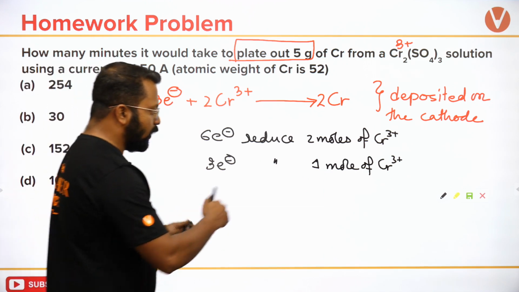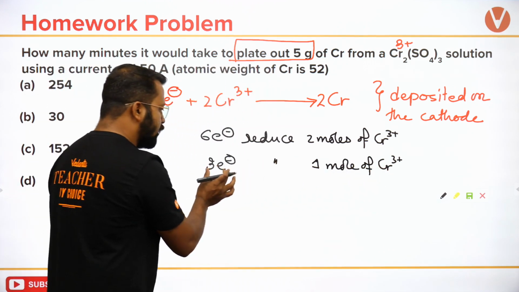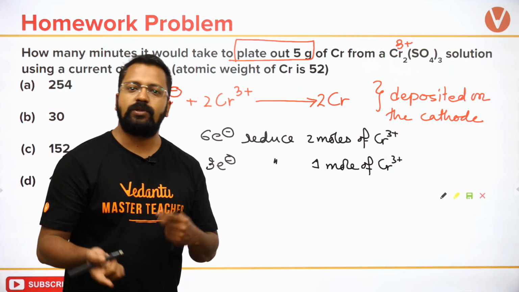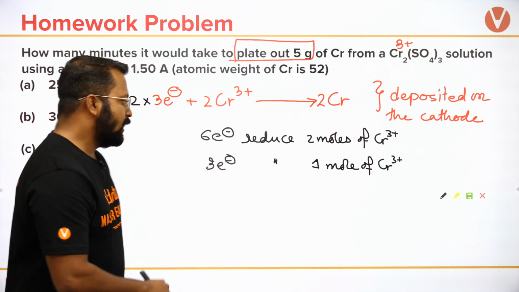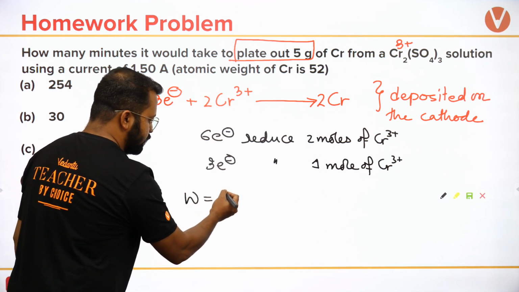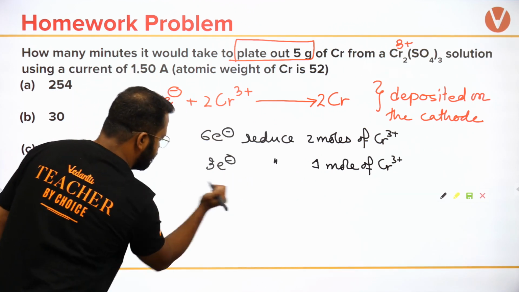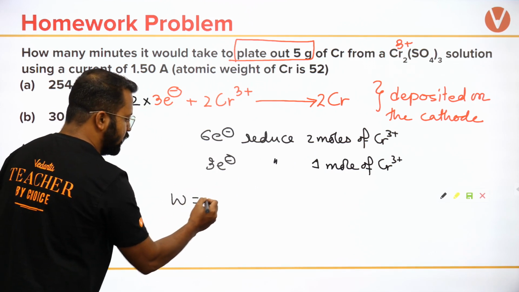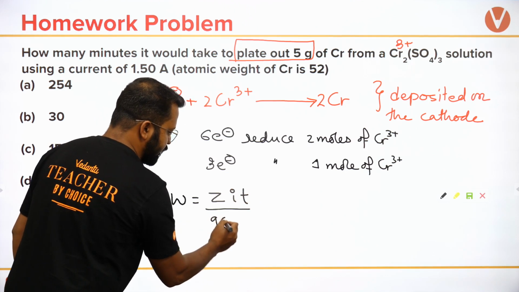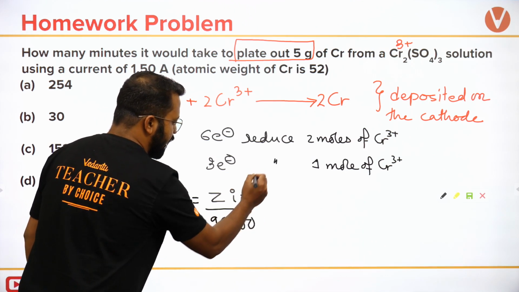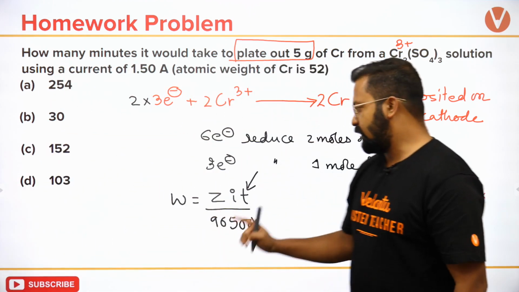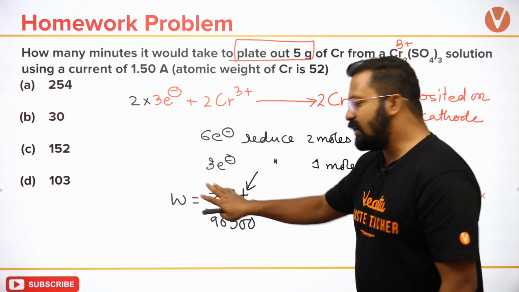1 mole of Cr3+ will consume 3 electrons. Now remember, there's something known as n factor which people were asking about in the last class. So I need to calculate this. We know that there is this equation from the first law, W = ZIt/96500. Our objective is to calculate time, and Z needs to be known.